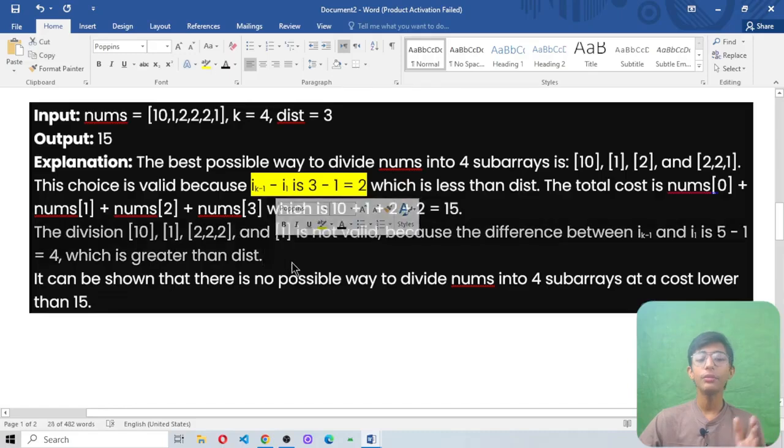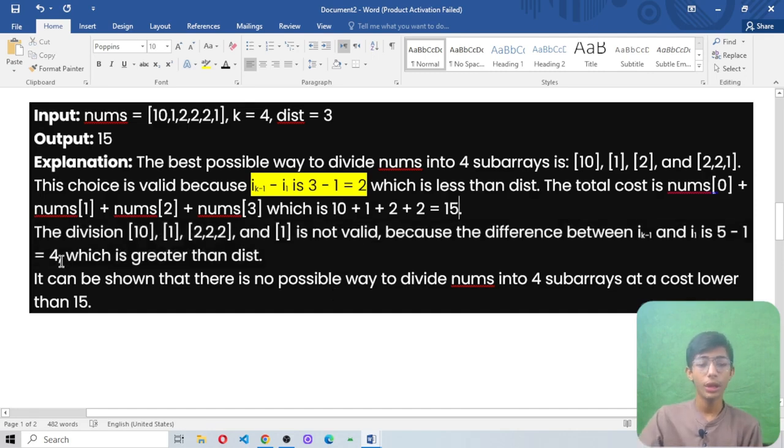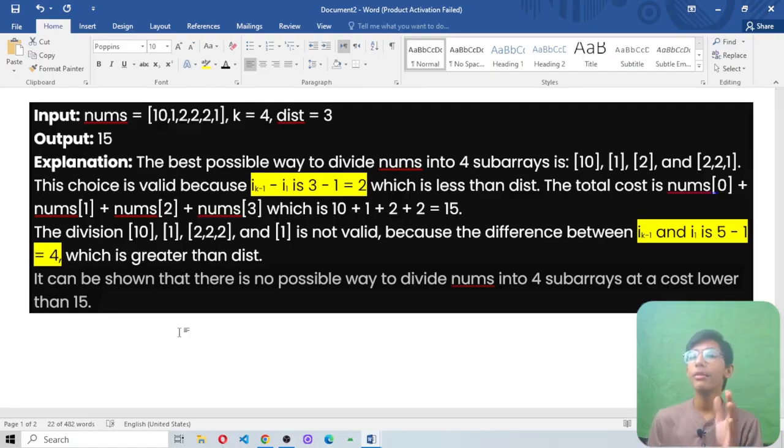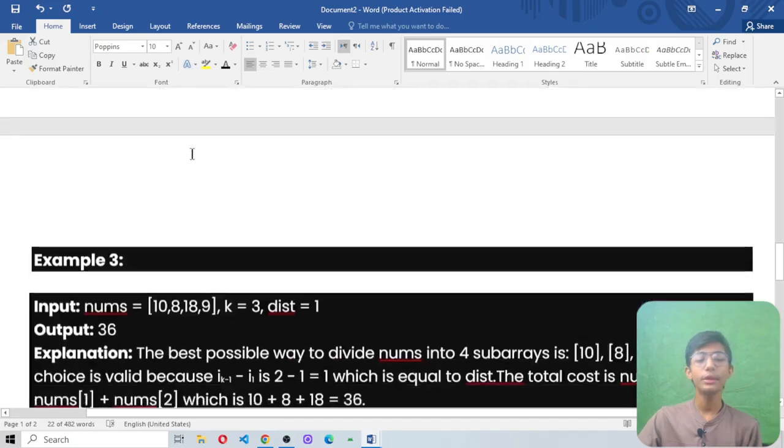So the division of 10, 1, 2, 2, 2 and 1 is not valid because the difference in this formula is greater than this. It can be shown that there is no possible way to divide nums into 4 subarrays at a cost lower than 15. Okay, so let's move to example 3.